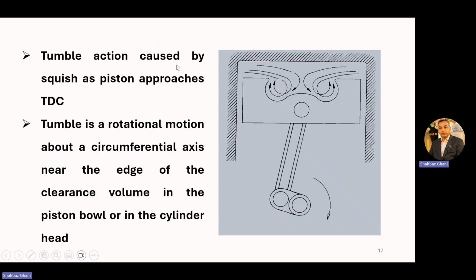Tumble action is caused by the squish as the piston approaches TDC. So this is happening here. Tumble is the rotational motion about the circumferential axis near the edge of the clearance volume in the piston bowl or in the cylinder head.